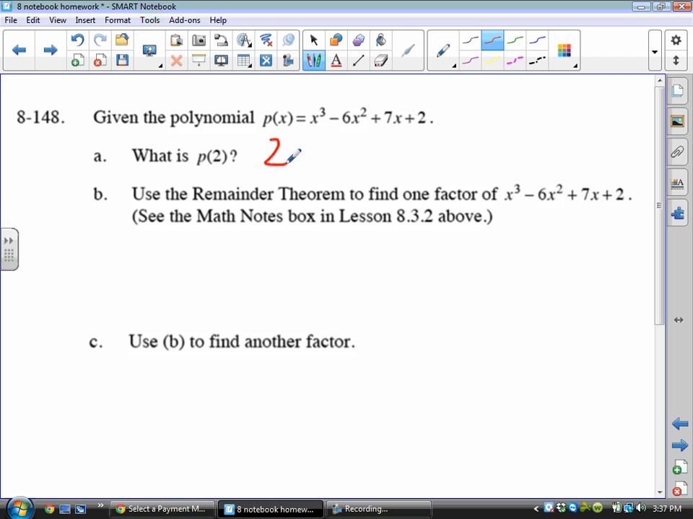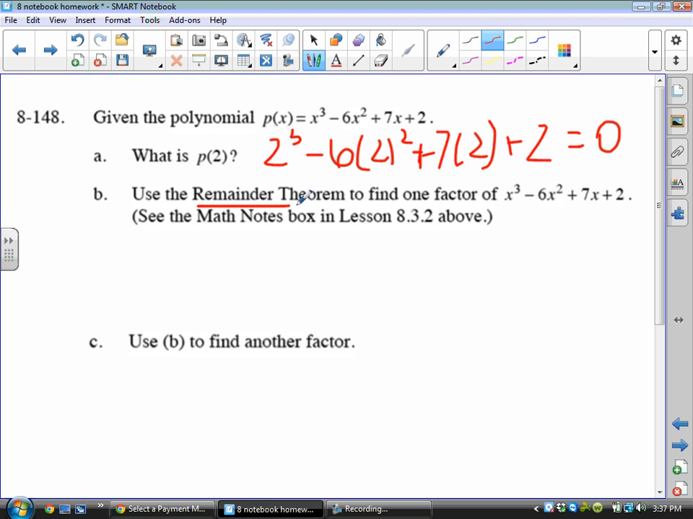So I have 2 to the third minus 6 times 2 squared plus 7 times 2 and plus the regular 2 on the end. Okay? So if you multiply this out, you're going to end up getting an output of 0. So p of 2 is worth 0.